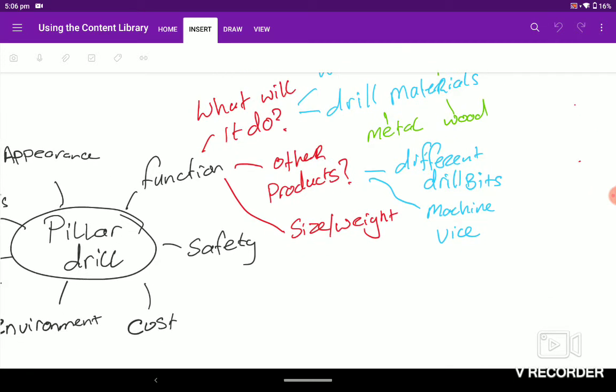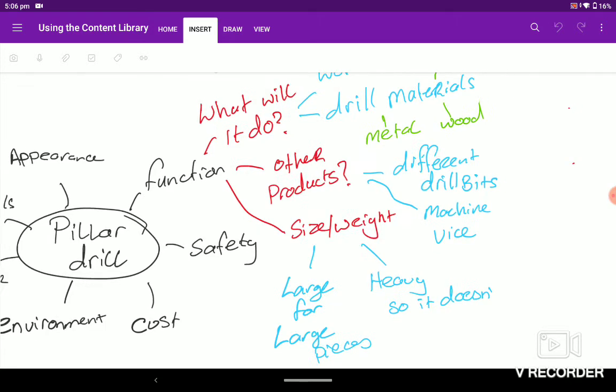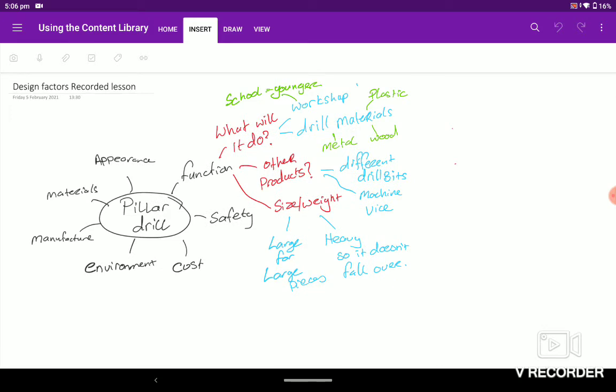Size and weight. Depending, you have different size pillar drills, but it needs to be large enough for large material. And weight needs to be heavy so it doesn't fall over. The base is the weight to keep it steady. Okay, that's the function done for the pillar drill.